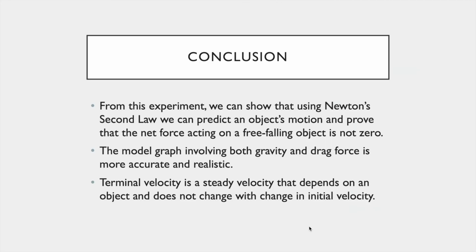Conclusion: Newton's second law can be used to predict an object's motion. The model graph containing both gravity and drag force is more accurate and realistic, and terminal velocity does not change with change in initial velocity.